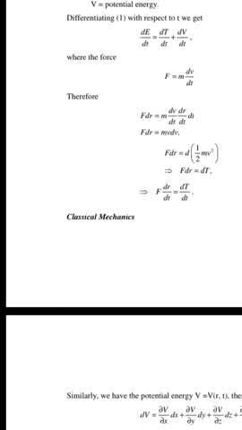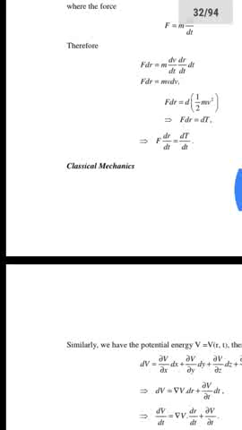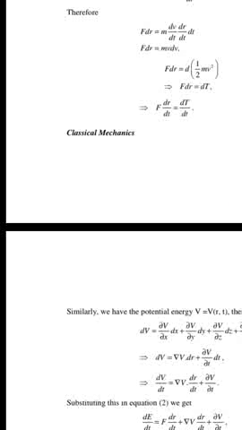Differentiating (1) with respect to t, we get dE/dt = dT/dt + dV/dt, where the force F = m dv/dt. F·dr = m (dv/dt)·(dr/dt) dt, so F·dr = m v dv. F·dr = d(1/2 m v²). F·dr = dT. F·dr/dt = dT/dt.